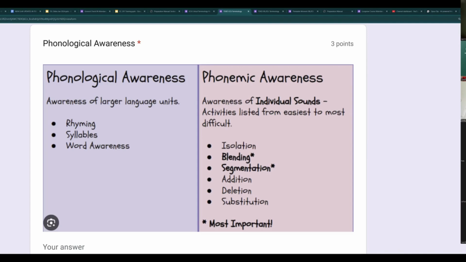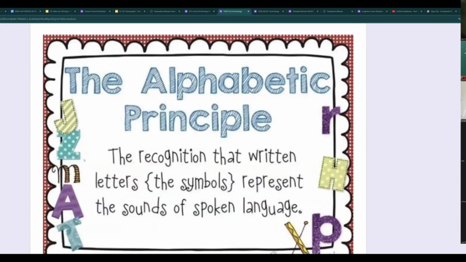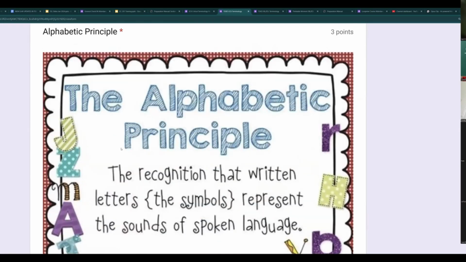So let's go ahead and move down to the alphabetic principle. We talked a lot about the alphabetic principle the other day, and it was just that awareness that the alphabet letters are components of words, right? And if we know the alphabet and we know what sounds they make, then we can construct words from that.